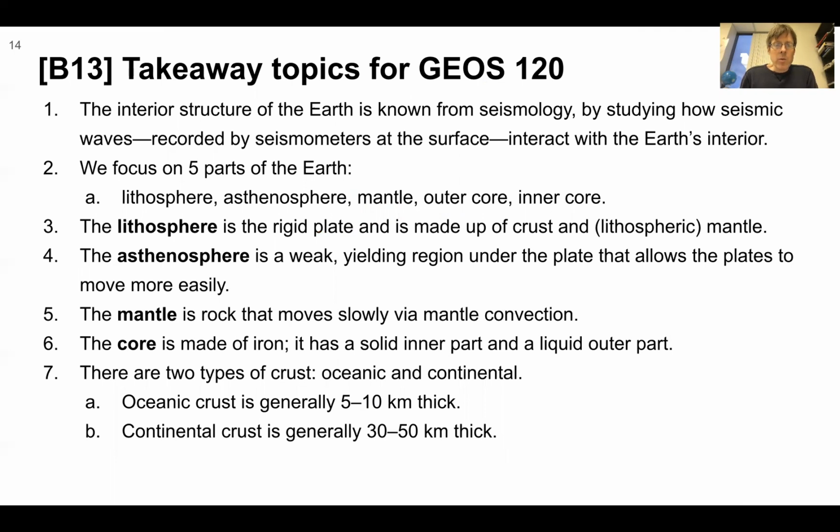The mantle is rock that moves slowly via mantle convection. The core is made up of iron, also nickel. It has a solid inner part and a liquid outer part. There are 2 types of crust, oceanic and continental. Oceanic crust is generally 5 to 10 kilometers thick. Continental crust is generally 30 to 50 kilometers thick. So for example, at subduction zones, it's going to be the site of oceanic crust subducting either beneath other oceanic plate or continental plate.